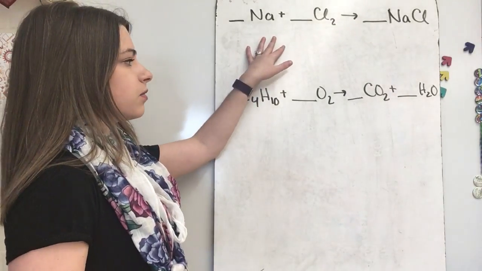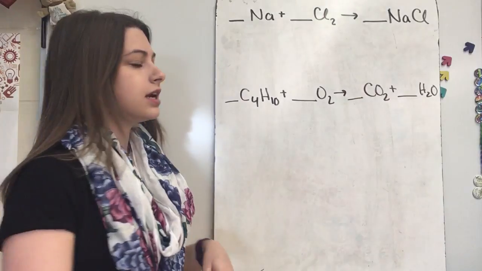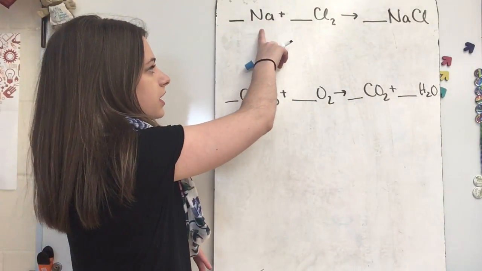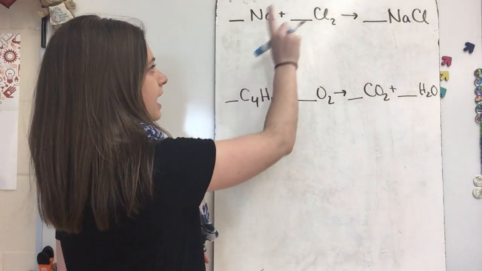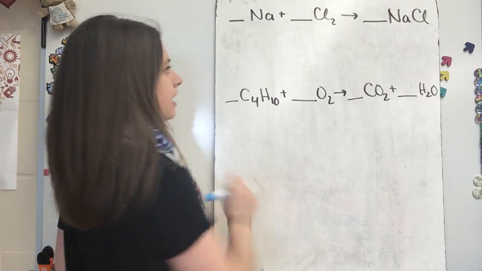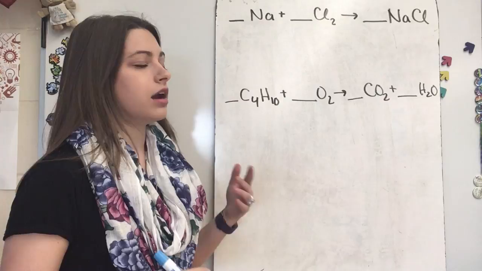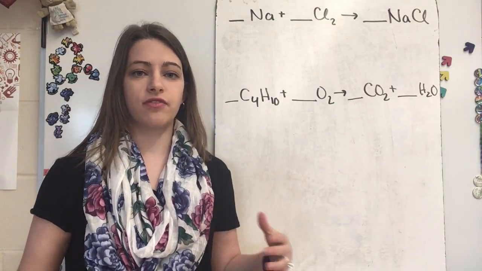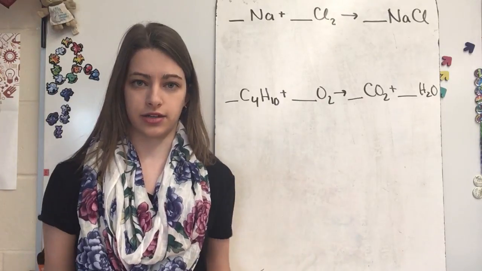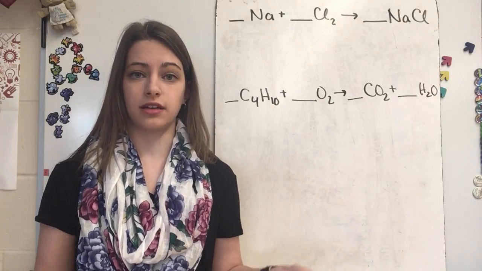Okay, example 1, ignore the bottom one for right now. Example 1, sodium plus chlorine produces sodium chloride. So we have an Na and we have Cl2 producing NaCl. Normally when I go to balance chemical reaction equations, I do everything except hydrogen and oxygen. I leave hydrogen and oxygen for the end.